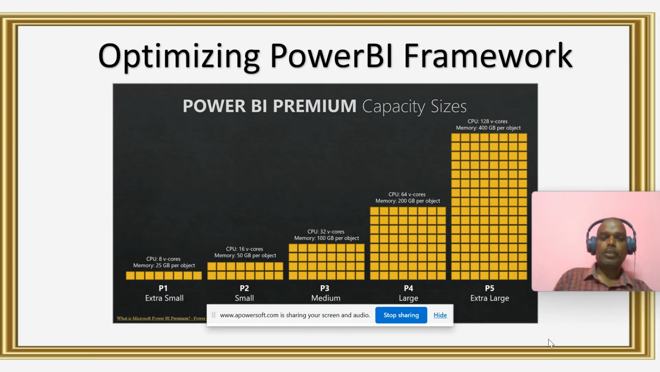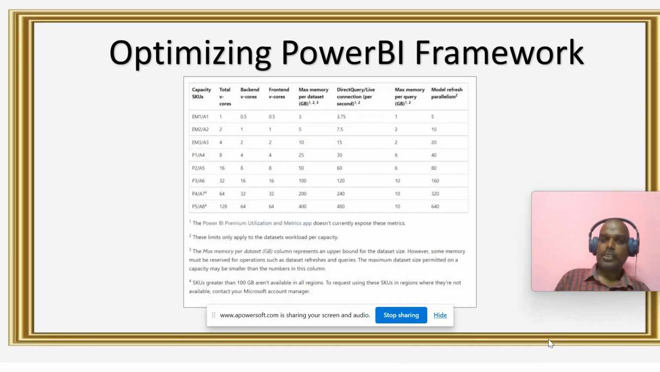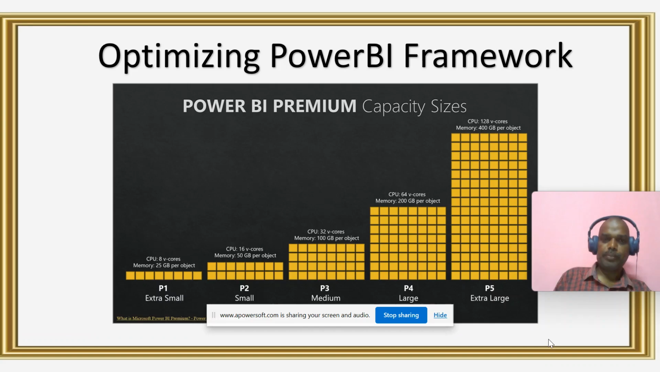You can see the capacity sizes: P1, P2, P3, P4, P5, and now in Fabric, these are your capacity SKUs. This is very important before building a new environment for Power BI. You need to know how much capacity and data size you need. This will help you determine how much capacity, how many vCores, frontend, backend, and max memory you want for sizing your environment.